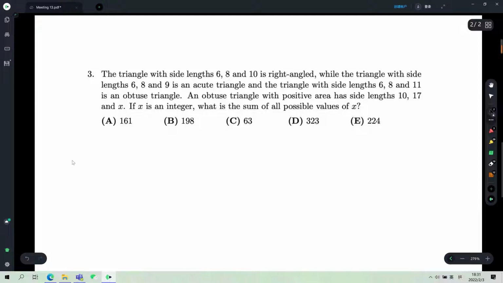Okay, so the third question. Let's see the examples the question gave us. We all know that a triangle with sides 6, 8, and 10 is right angled. And if the side is greater than 10, it should be an obtuse triangle. And if it is, for example, 11, it will be an acute triangle.